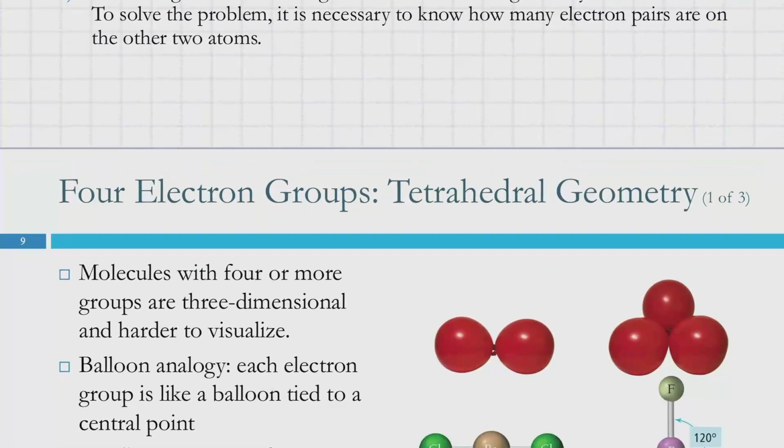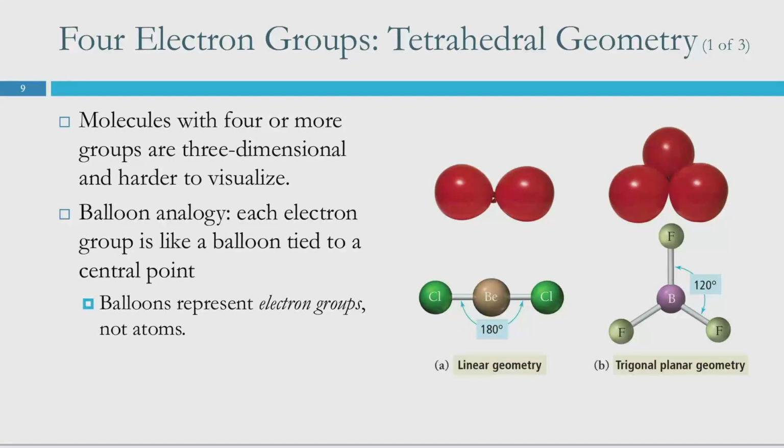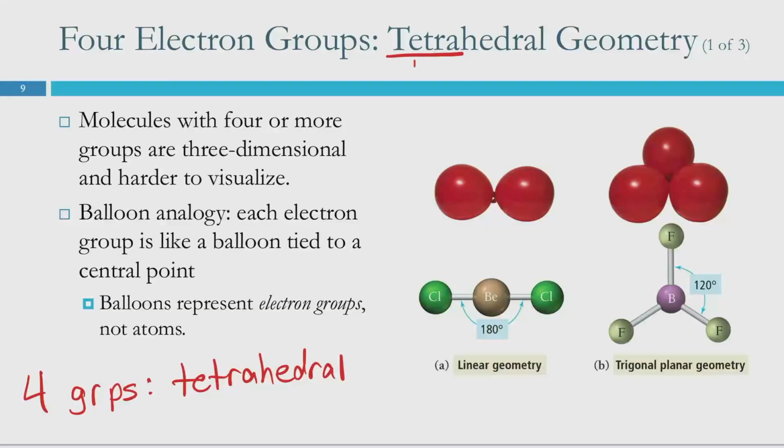So that's 3 groups. With 4 groups, we have tetrahedral geometry. Our prefix tetra, we write 4 groups, tetrahedral. The tetra part here meaning 4, and the hedral part meaning sides. So this is the shape of a 4-sided die, which would often be shortened to a D4.